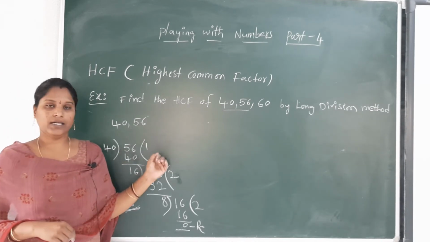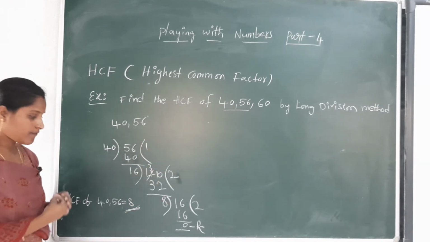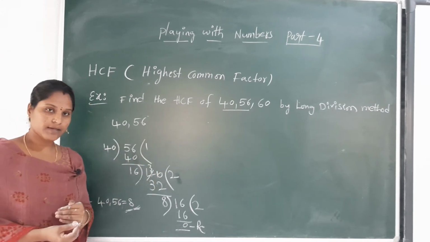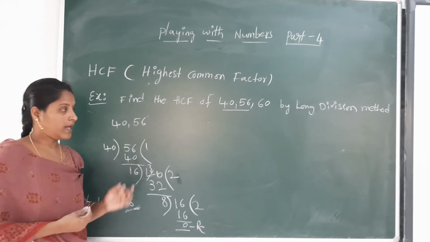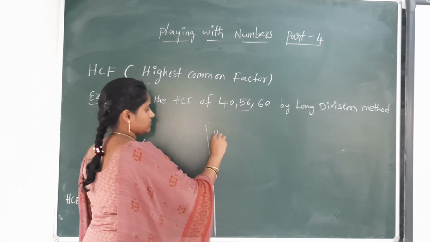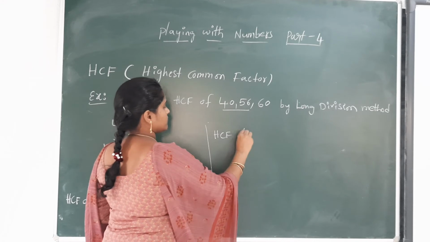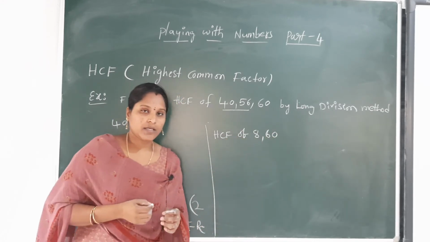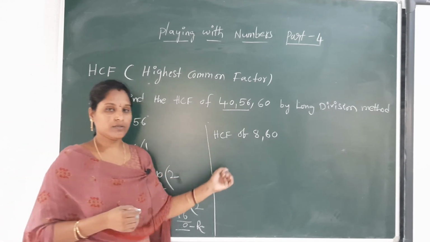Then we have another number. We are going to find the HCF of this HCF and the third number, 60. The same process we have to continue here.